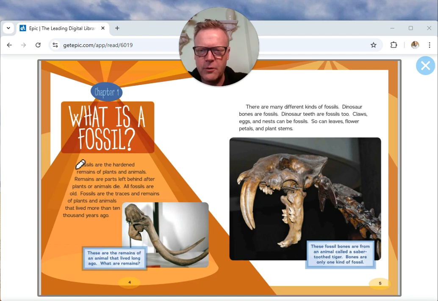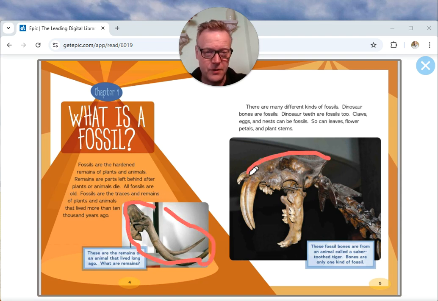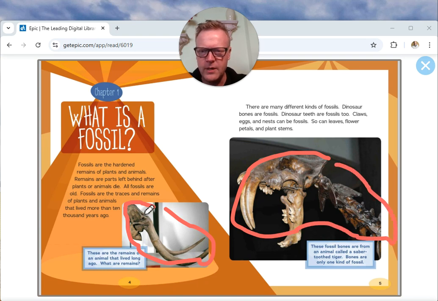Okay, so fossils. It tells us what a fossil is. A fossil is the remains, the hardened remains of plants and animals. Usually they're found in rock, okay? And a remain just means something left over. So you guys can see some pictures here of fossils that have been found. There you have it.